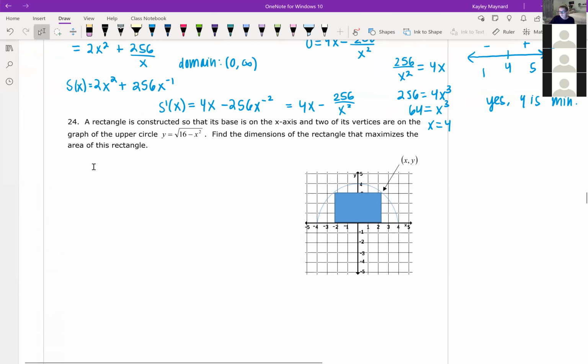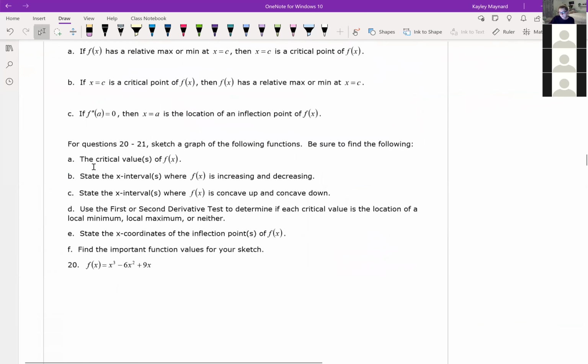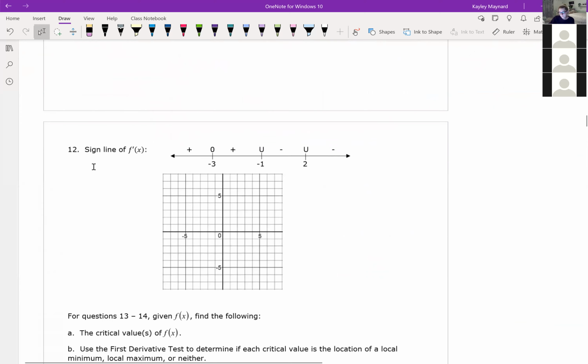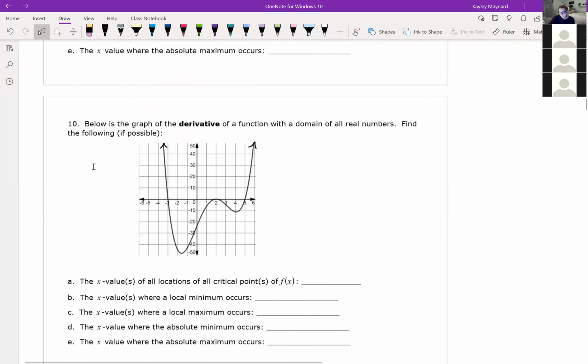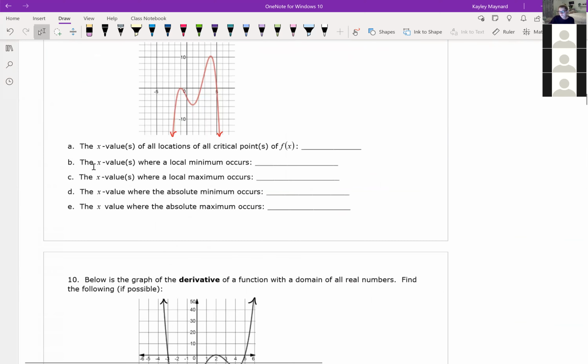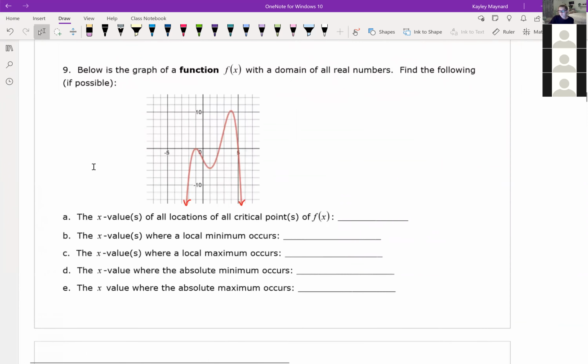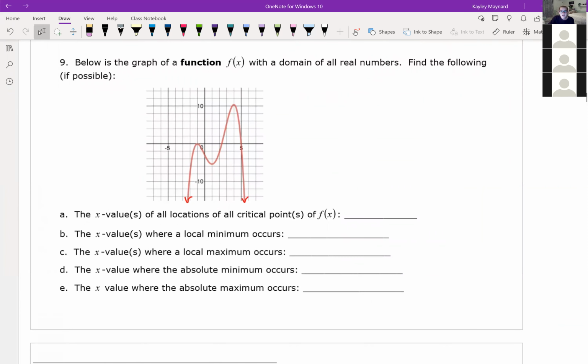Let's see, what's 9 through 12? All right, let's do it. If you're looking at the answer key, I believe there was an error on question 9. But let's just go ahead and start and go through these. Okay, so below is the graph of a function f of x with a domain of all real numbers. Find the following if possible.